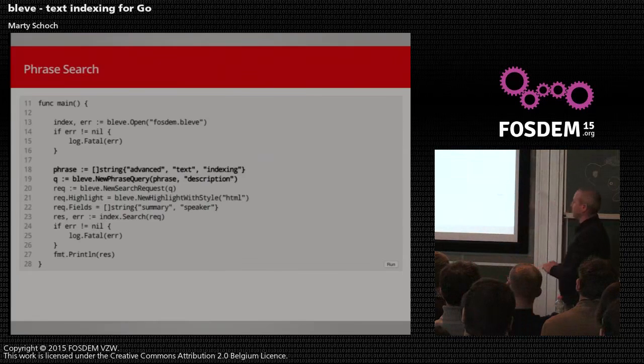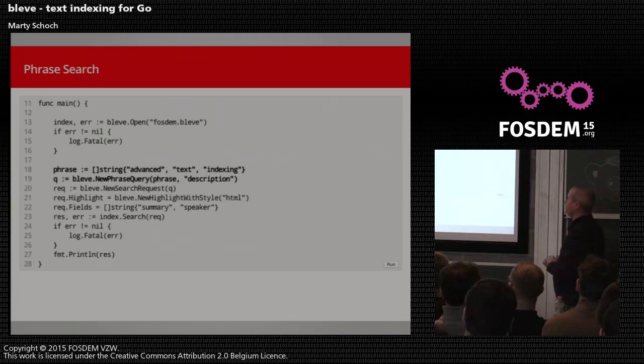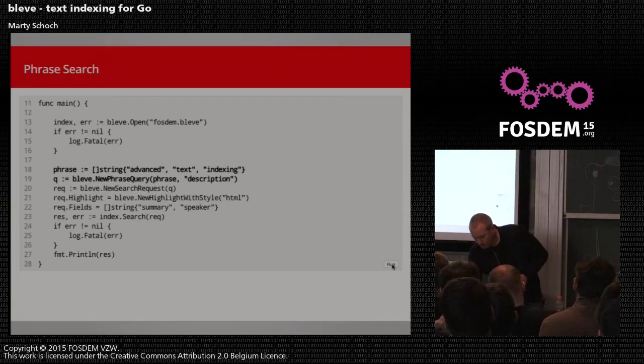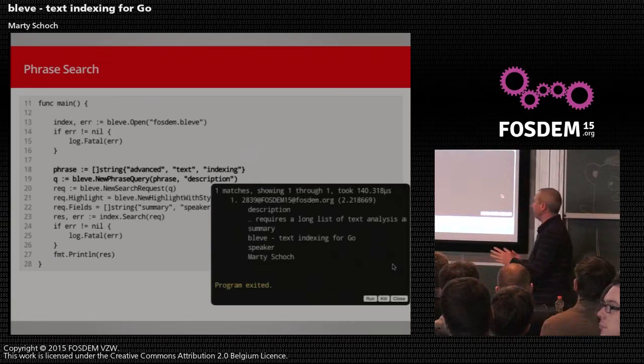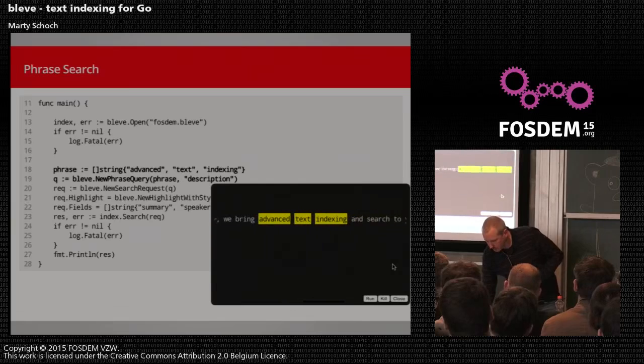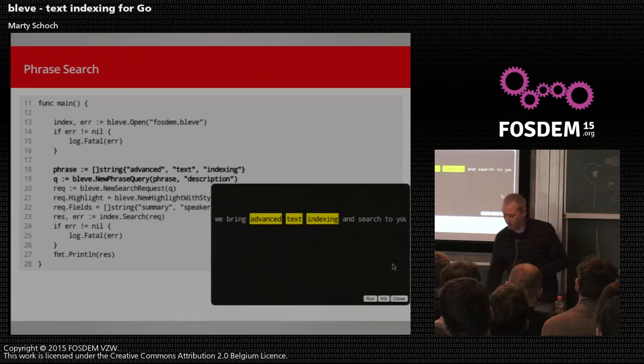Now, that was a simple term search. Let's do something a little bit more advanced called a phrase search. On line 18, I'm going to build out the phrase using an array of strings. So this is looking for the phrase advanced text indexing. And on line 19, I create this phrase query by passing in that array of terms. And I'm also, in this case, restricting it to the description field. So if we run this one, this should also match the one talk that we happen to be in now. And if I scroll over here a little bit, we do see that that phrase is highlighted as well, since that was the match we're looking for.